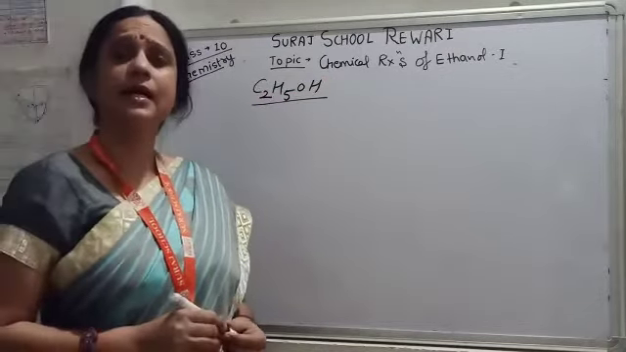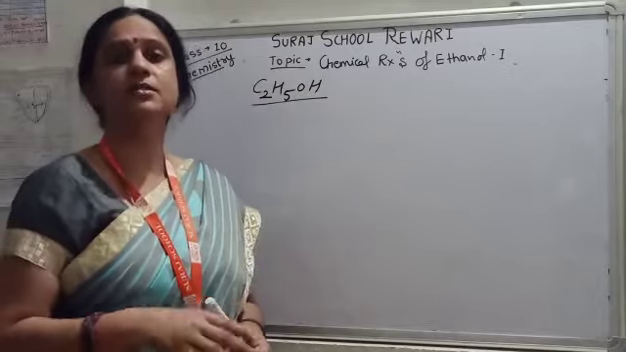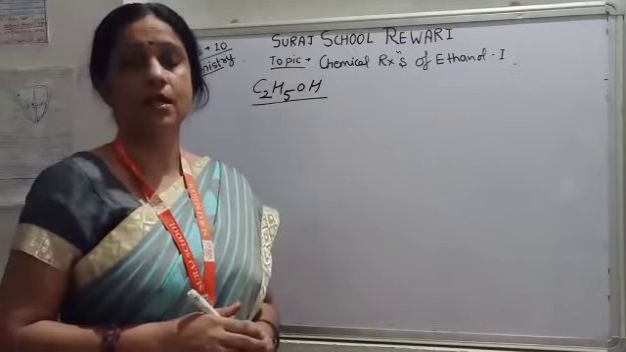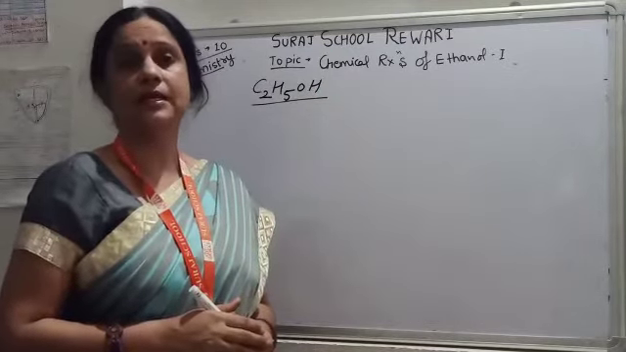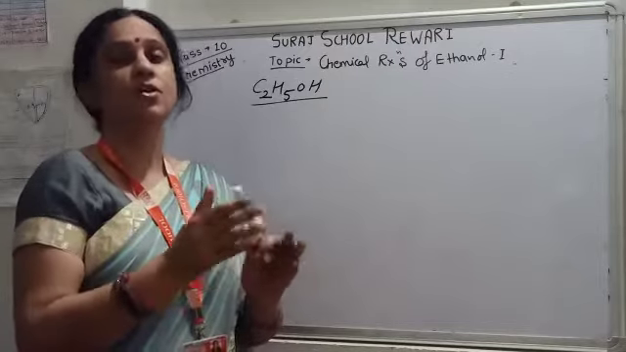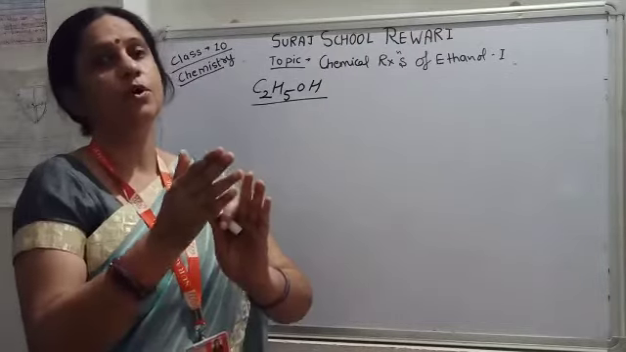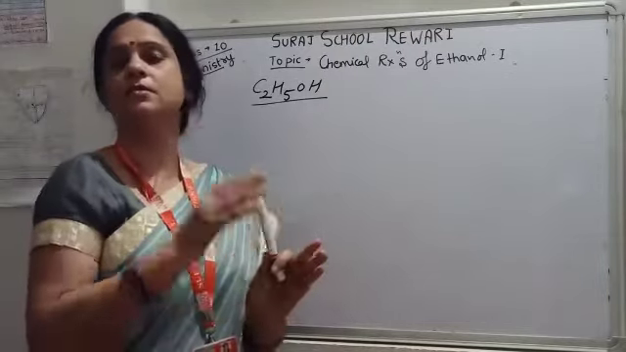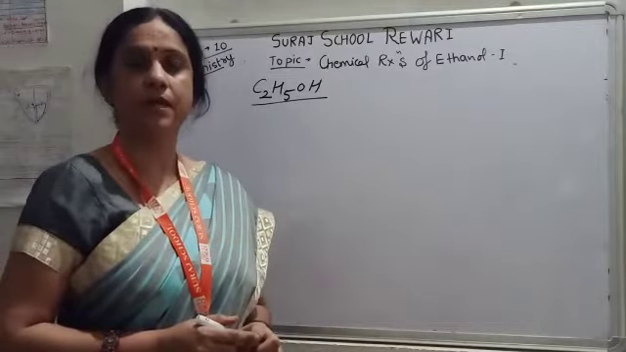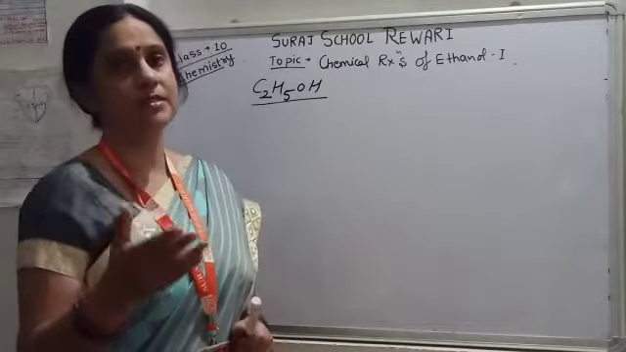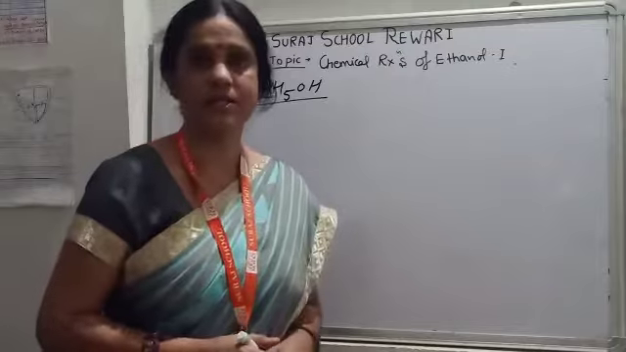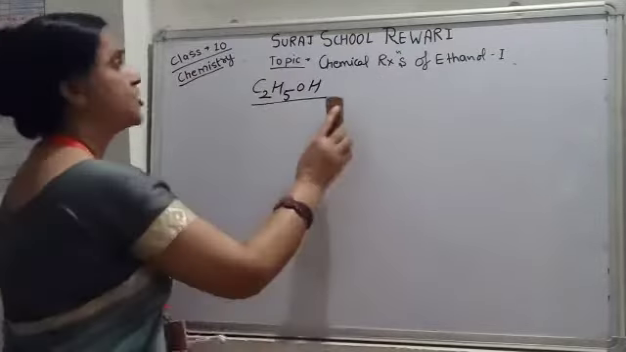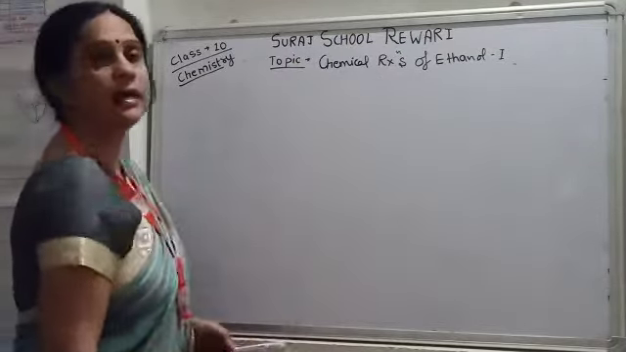Friends, ethyl alcohol, ethanol, is neutral in nature. Neutral in nature means it does not turn red litmus to blue or blue to red. That means it does not affect litmus paper. It is neither acidic nor basic. It is neutral in nature. Now, some reactions related to ethyl alcohol.